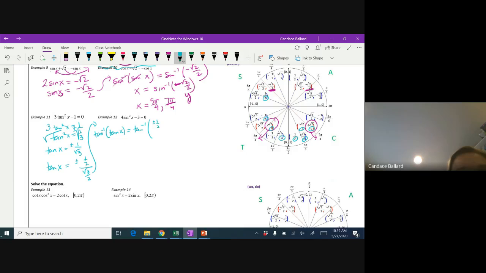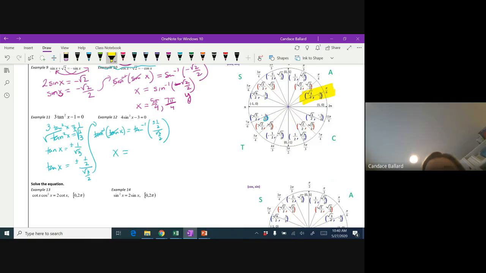Plus or minus 1/2 over square root of 3 over 2. I'm going to do that, so I'm going to figure out what x equals. I'm not going to rewrite that. I'm just going to go right to my unit circle and figure out where I have the x value of square root of 3 over 2 and the y value of 1/2.